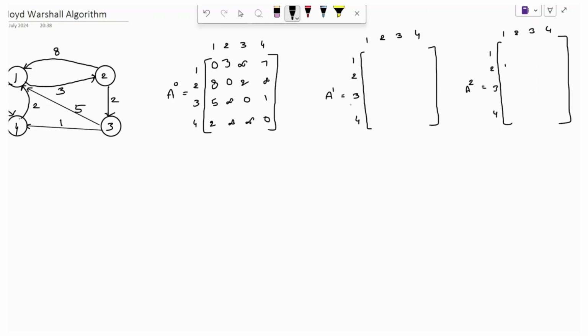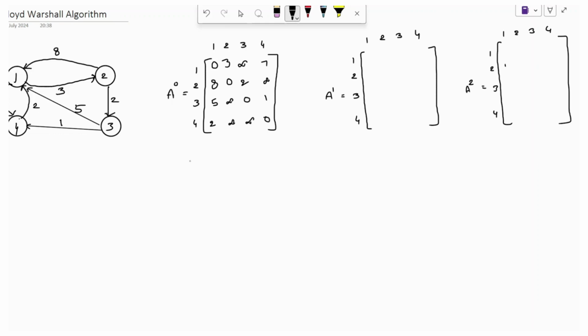Next, we have to calculate A1, which represents the shortest path between any pair of vertices through vertex 1. Like that, A2 will represent the shortest path between any pair of vertices through vertex 2. And then A3 will represent the adjacency matrix of the shortest paths between two vertices through vertex 3. Finally, A4 is our result, which will represent the shortest path between all pairs of vertices in the given graph.